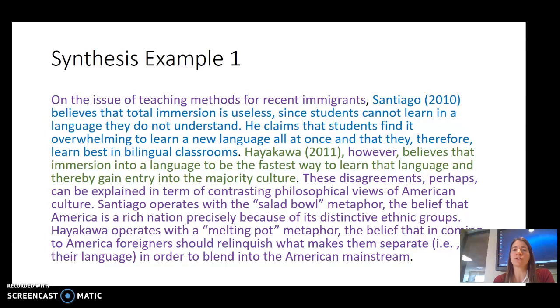So the transition word is a huge part of synthesis. Using more than one source, using a transition word to show how sources relate, and making sure that the sources don't take over. You still need your topic sentence. You still need your concluding sentence. You still need to explain to the reader what those sources mean. So most of the paragraph should be purple. It should be your own thoughts. That's what makes synthesis. Here's another example.